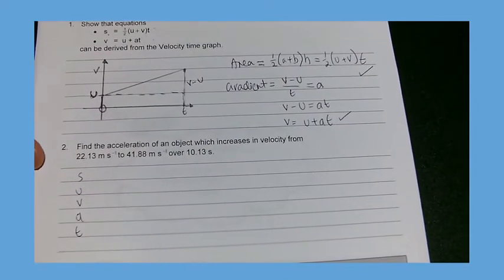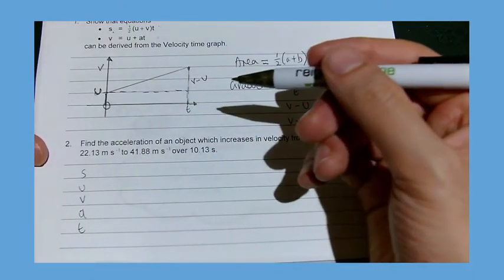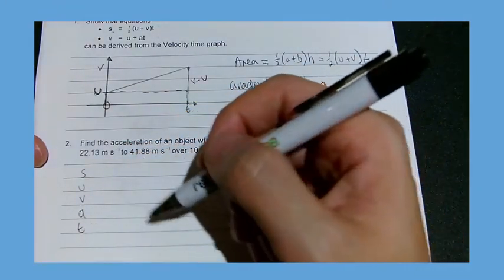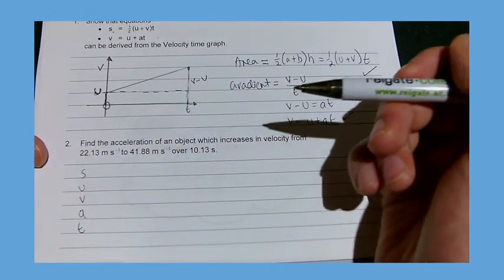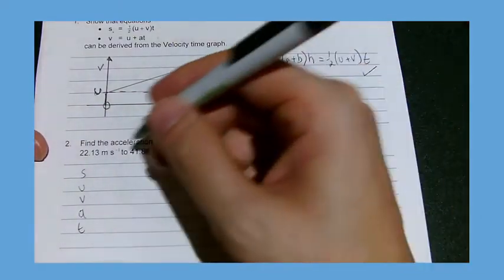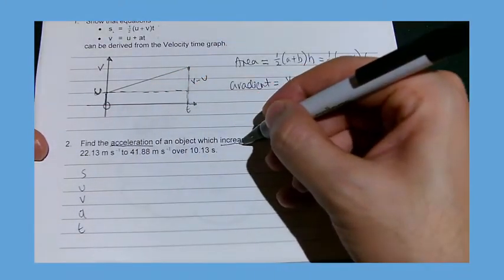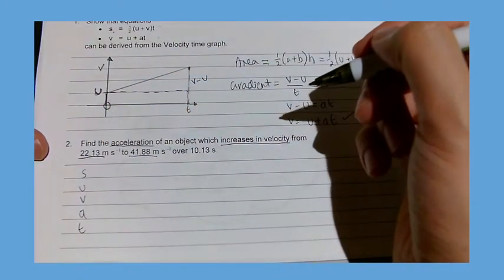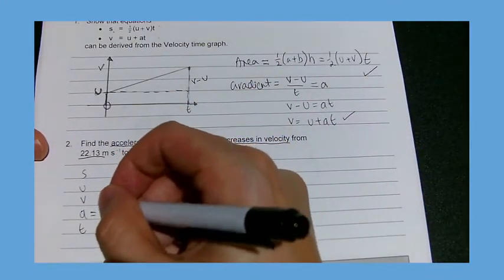So how do we use these SUVAT equations? Well, often in these sorts of questions, you've got to pick out the information, and you've got to understand which information ticks off which of these letters here. Once you've figured out how many variables you've got, then you have to look at your SUVAT equations and try and use the most appropriate formula to find the next variable. So let's have a go at a basic question here. Find the acceleration of an object which increases in velocity from 22.13 to 41.88 over 10.13 seconds. So the question is, find the acceleration.